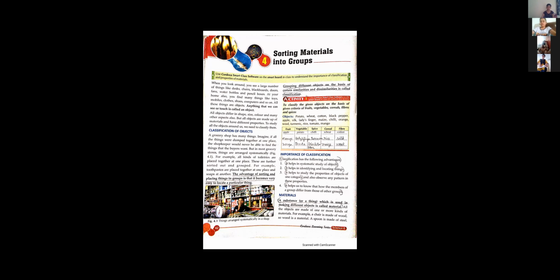rather than if I keep all my toys, all my toothbrushes, all my clothes, all my shoes, everything I possess, together. Will I be able to get it conveniently? क्या मुझे आराम से मिल जाएगा? नहीं, बिल्कुल नहीं. Okay? So we are going to discuss the importance of classification now. So let's discuss that. Okay?